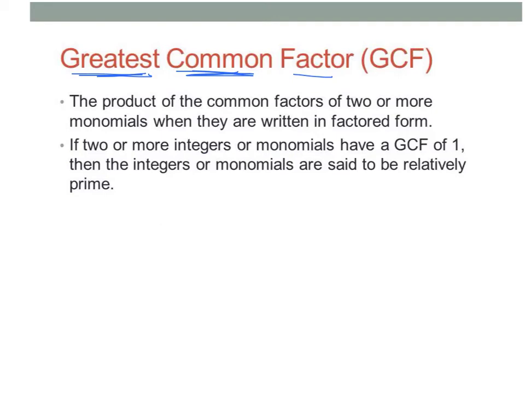So the product of common factors of two or more monomials when they are written in factored form, that is what the greatest common factor is. The product of the common factors when they are written out in factored form. If they don't have any common factors other than one, they are said to be relatively prime, because they'd be prime relative to each other.